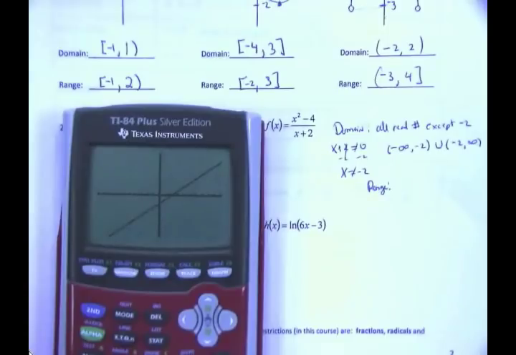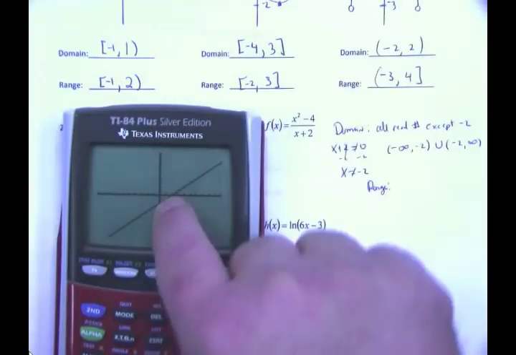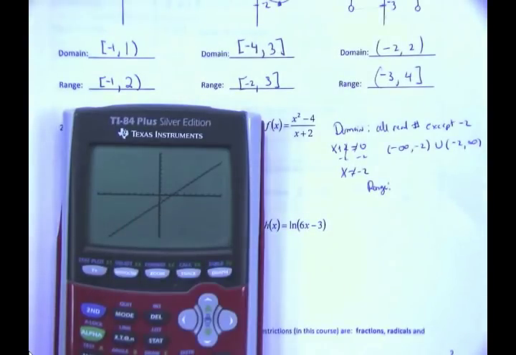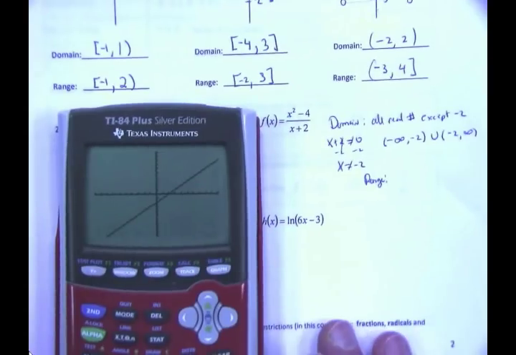What is the range? All real numbers, because it keeps on going up, keeps on going down, right? Nope. This is why the calculator and computers can fool you sometimes.